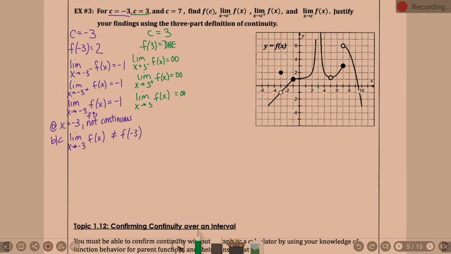Okay. Continuity-wise, at x equals 3, f is not continuous because the limit as x approaches 3 of f of x is not equal to f of 3.